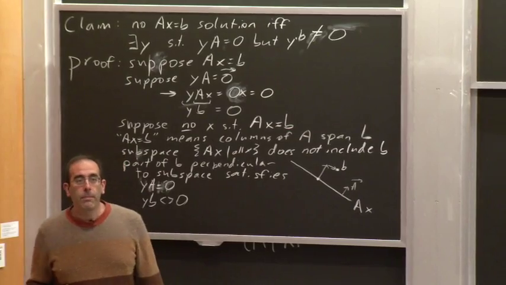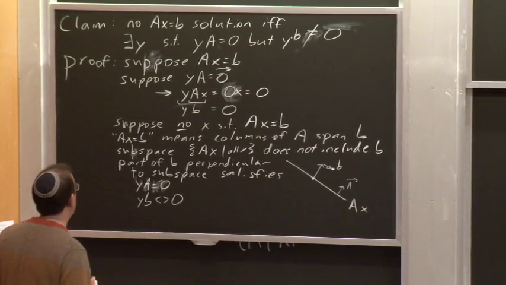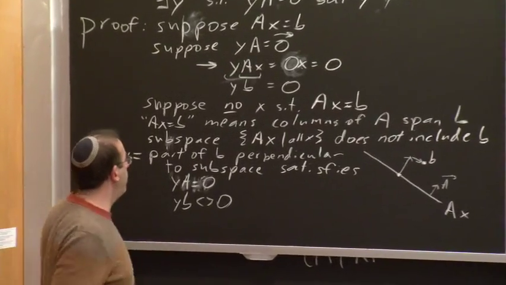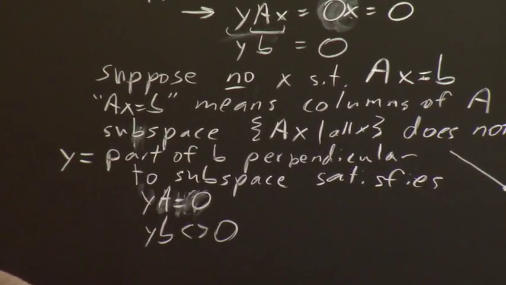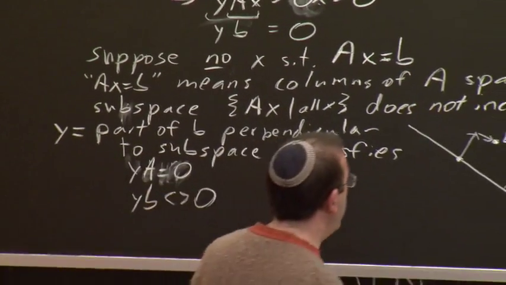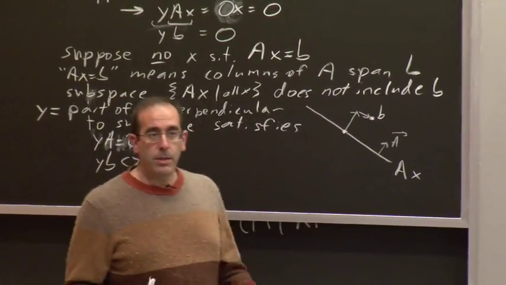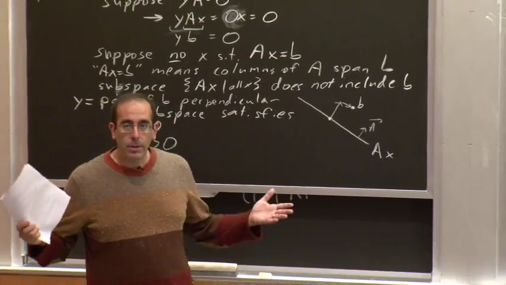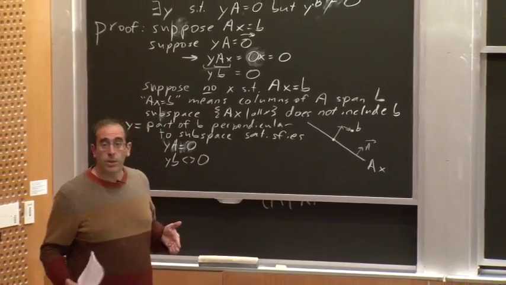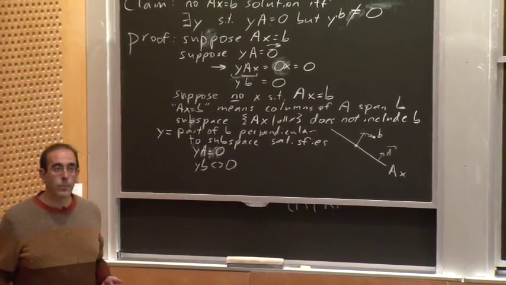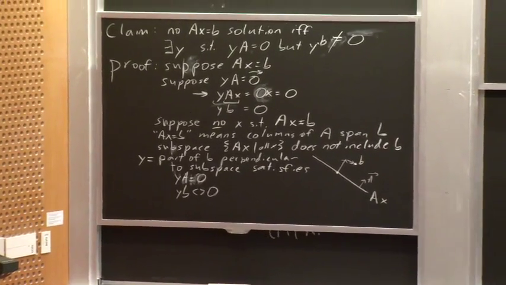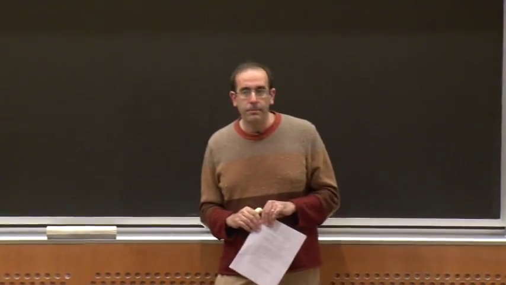Yes? What was that? Is Y the part? Yes. So I'm going to say Y equals the part of B that is perpendicular to the subspace. Okay. So you project B onto the subspace, you subtract out that part. Whatever's left is going to satisfy the conditions for Y. Okay. Is that clear? Okay.